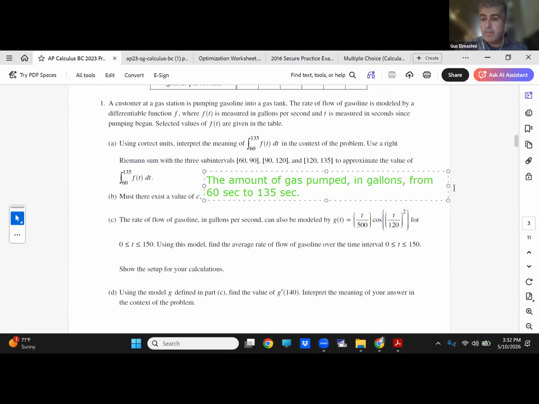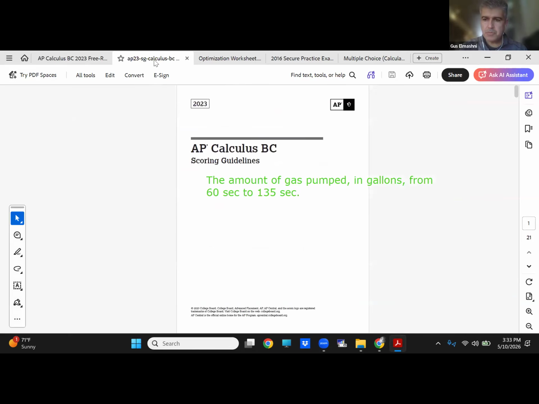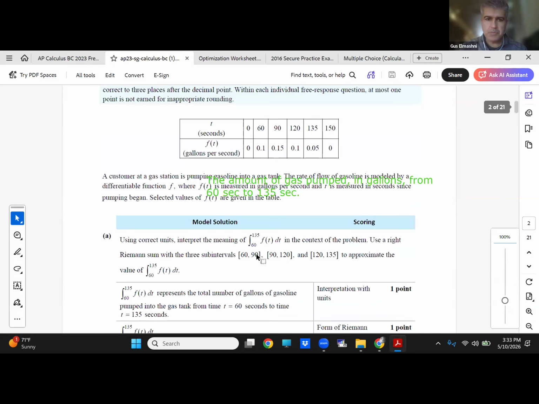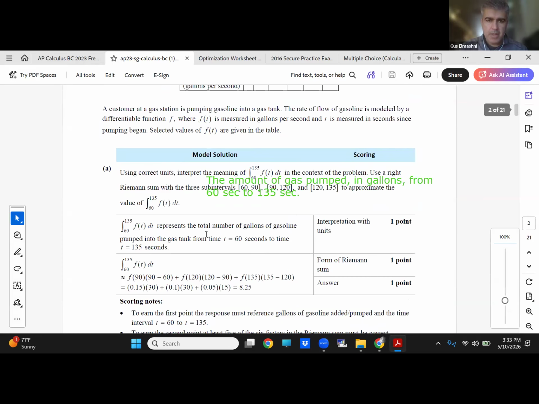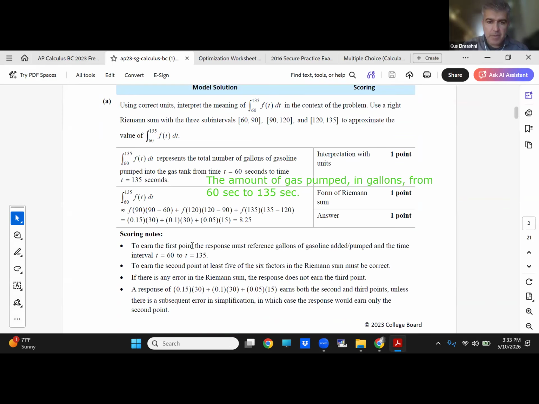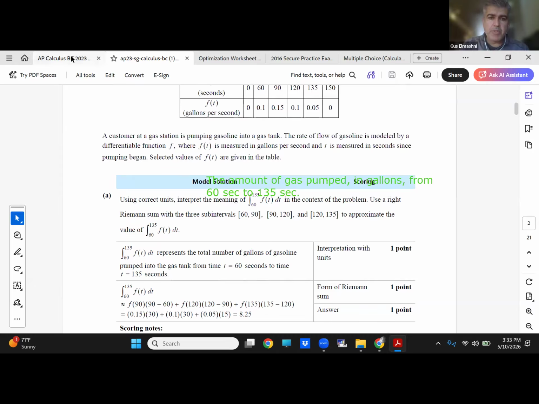So very important you talk about what, units, and the time frame. I think sometimes they may forego the units, perhaps. If I look at the answer key, yeah, number of gallons, right? Total number pumped into the tank at T equals 6. Yep, and that's all 1 point. And they even say to earn the first point, you must reference gallons of gasoline added or pumped. Okay, so they do want all that. So there you go. And then the value is pretty straightforward.